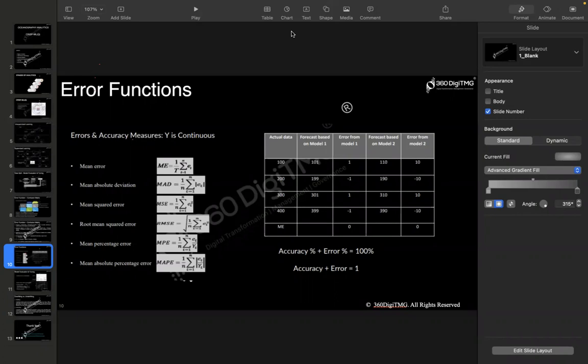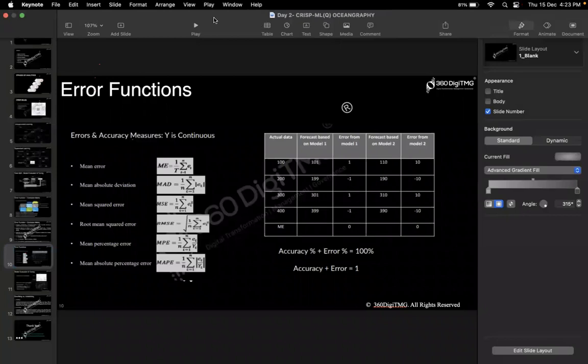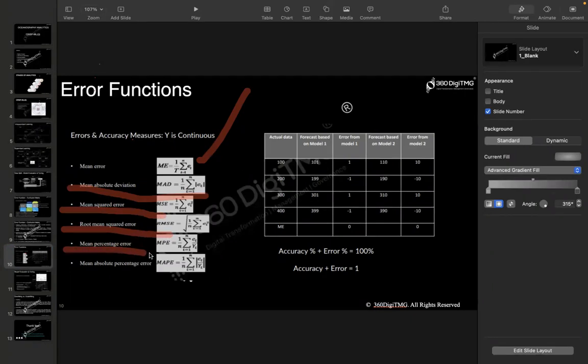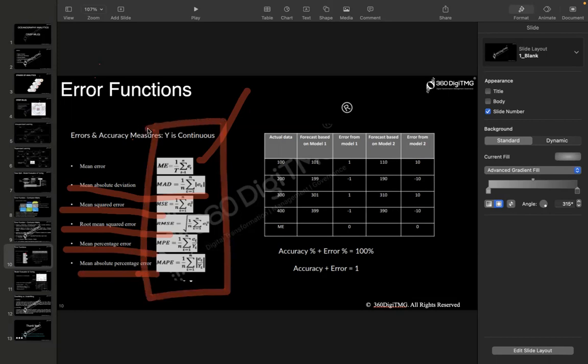Then we have mean error, mean absolute deviation, mean square error, root mean square error, mean percentage error, mean absolute percentage error. So these are all the formulas that we are going to use in our error functions.